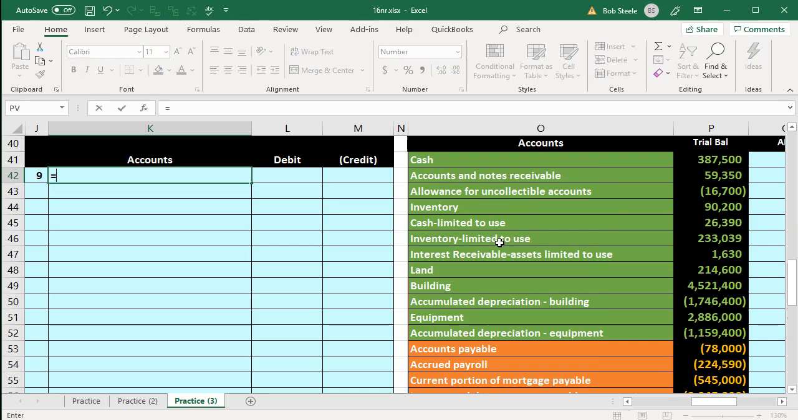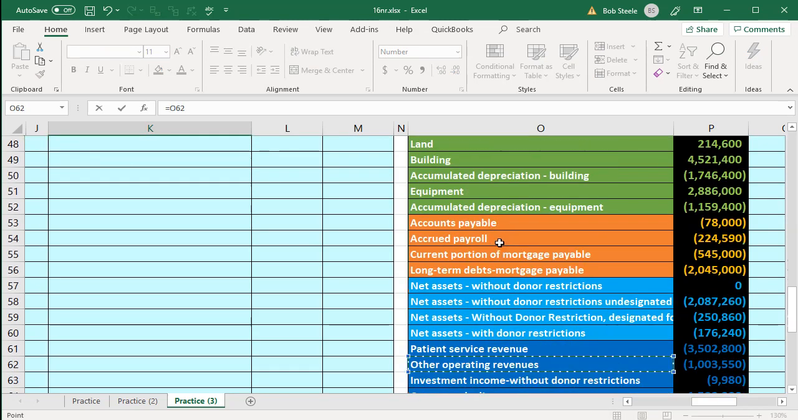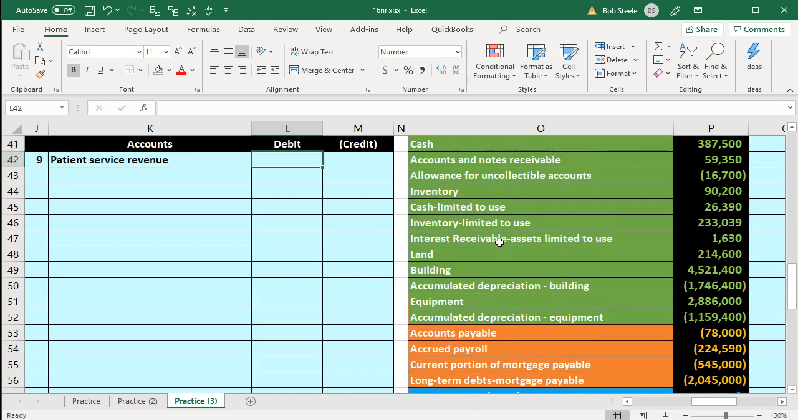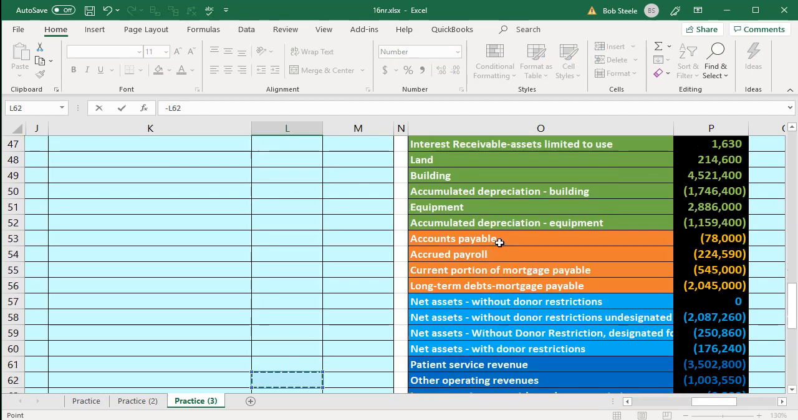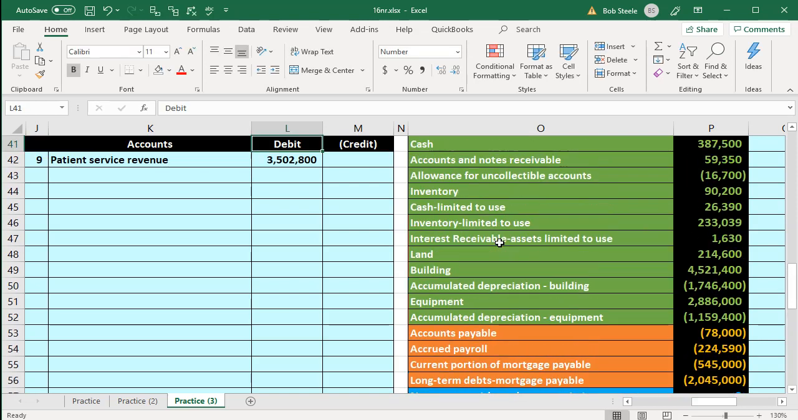Number 9, we're going to say equals and scroll down and pick up the patient revenue. Then we're going to be on the debit side. We're going to take the credit, which is represented by a negative number, and flip the sign. So here in L42, we're going to say, instead of equals, negative of. Scroll back down. We're going to pick up that 3,502,800 and enter.